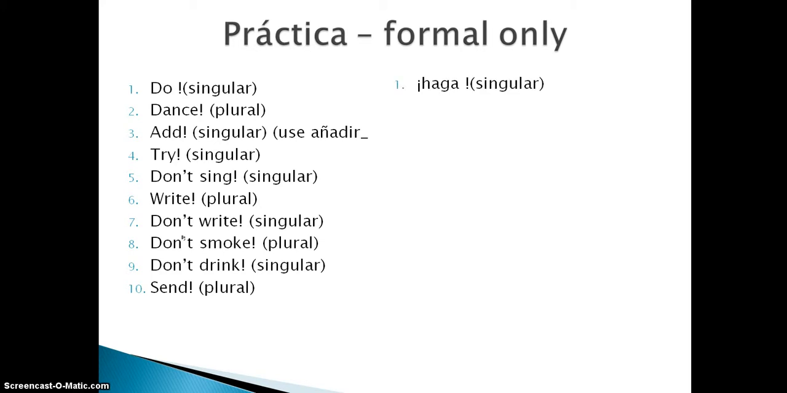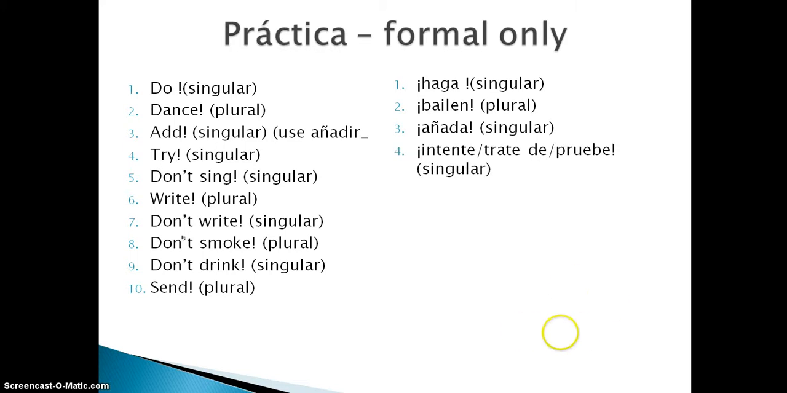Okay, so the first one would be haga. Remember, hacer is irregular in the I form, it goes to hago. So we take the O off, and then we put the he, she, and it, or you, formal, singular one on the end, which is just an A, so haga. Dance, bailen, plural form. Añada, añadir, IR verb here.